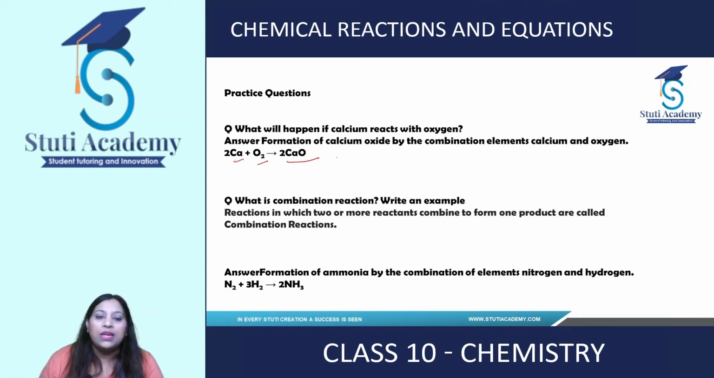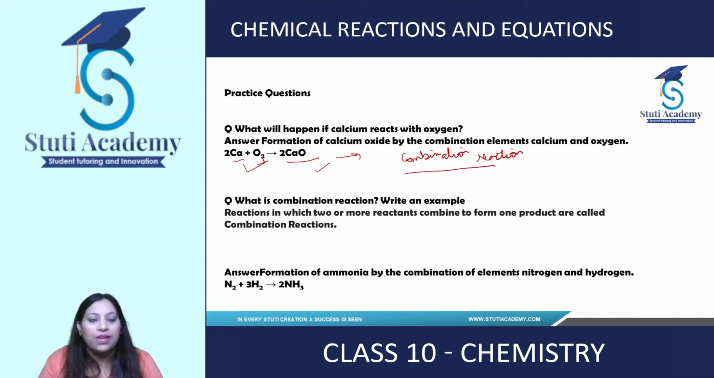Yes, students, see here. Now tell me, what kind of reaction is this? Yes, absolutely true. It's a combination reaction. Because here two elements combined together, they form a product. So this is a combination reaction. And just see whether this reaction is balanced or not. Now let's check. Calcium 2 in number, here also 2. Oxygen is 2, here also 2. So this is a balanced chemical equation.